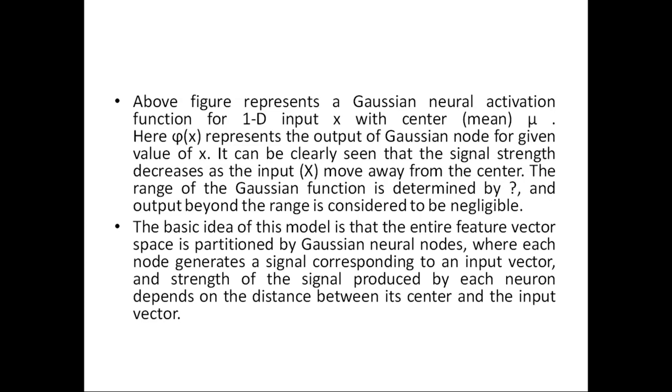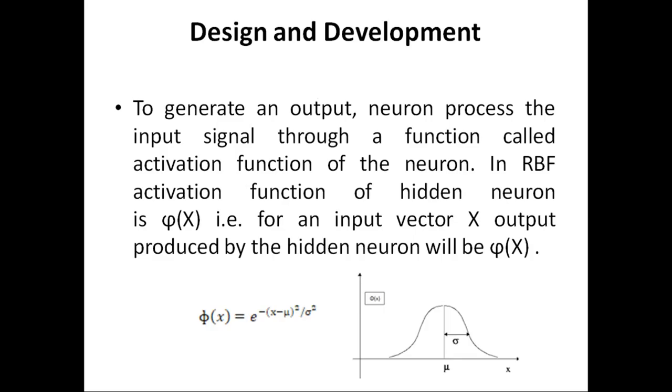It is a one-dimensional Gaussian function, and here x is the input and mu is the center, or we can say the mean, and phi x represents the output of the Gaussian node for a given value of x. It can be clearly seen that the signal strength decreases as the input x moves away from the center. At the center it is maximum. If you see the previous one, at the center it is maximum. If you go away from the center, on both sides, it is decreasing, right? This is the thing.